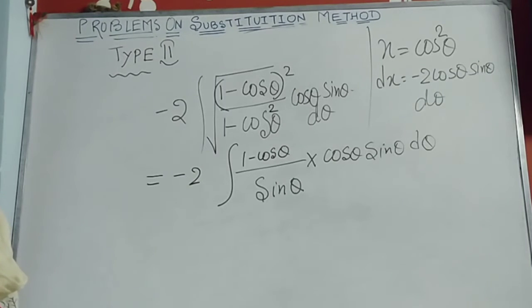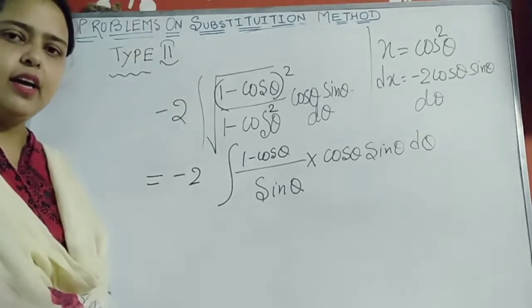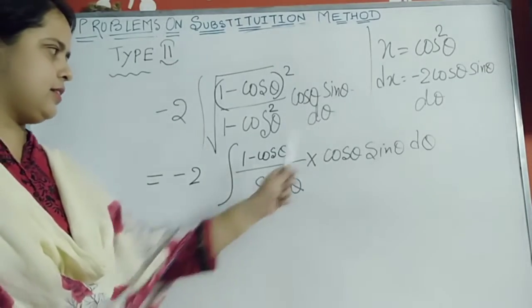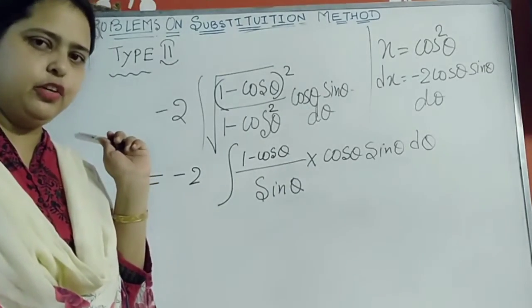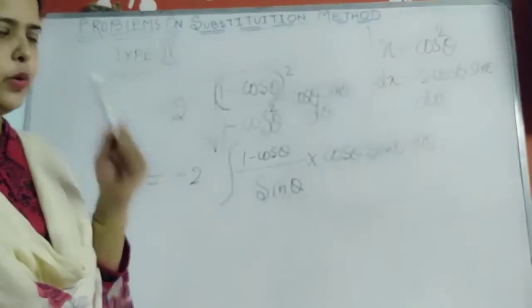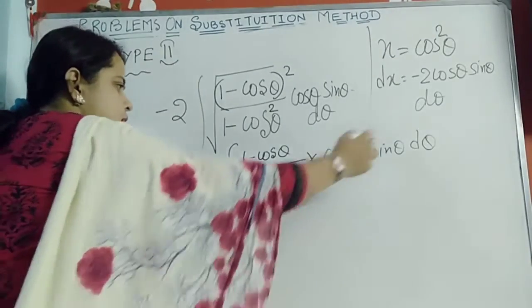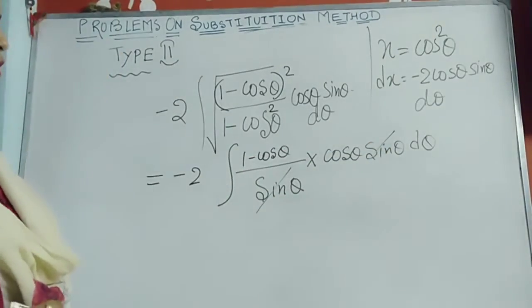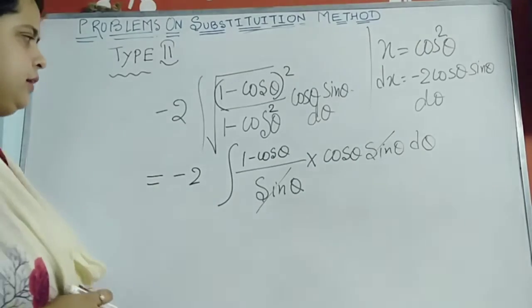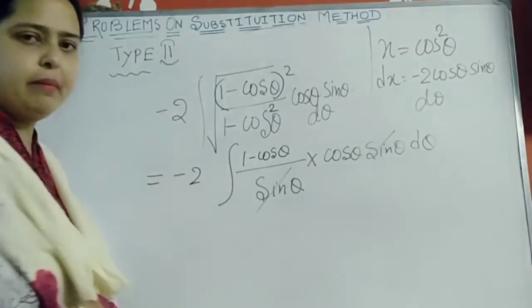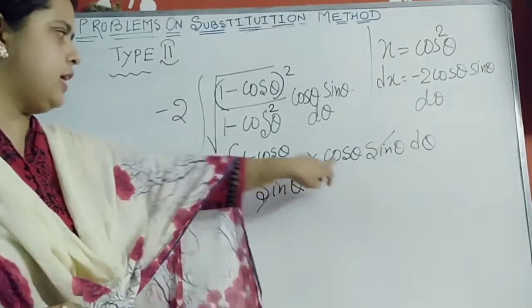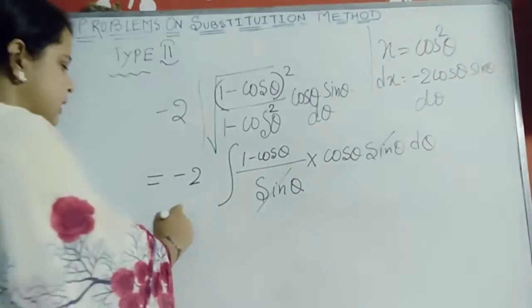Fine. Now definitely you are also thinking the same way, cancellation of the numerator and the denominator. So let's cancel. What is the residual part here? Cos theta into 1 minus cos theta, cos theta into 1 minus cos theta. So let's multiply.